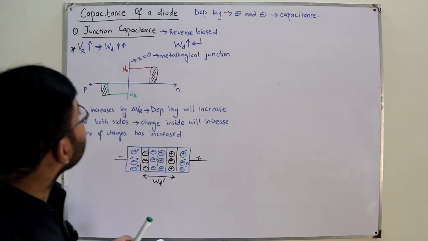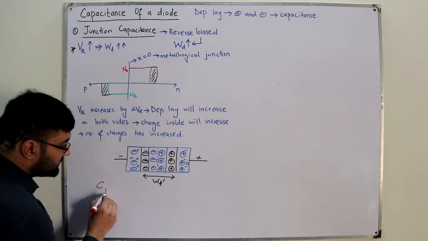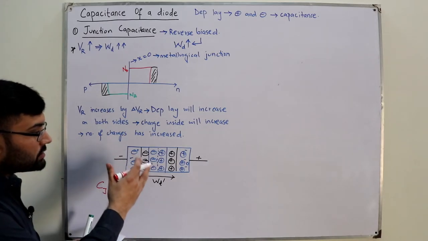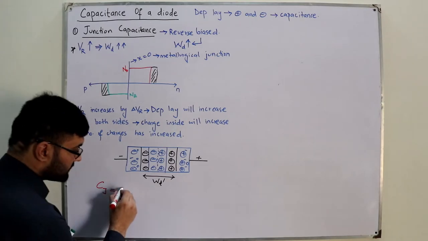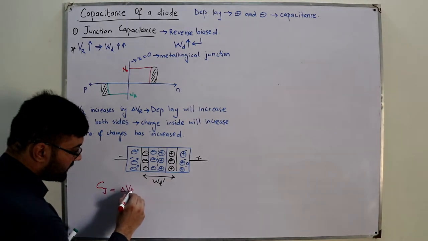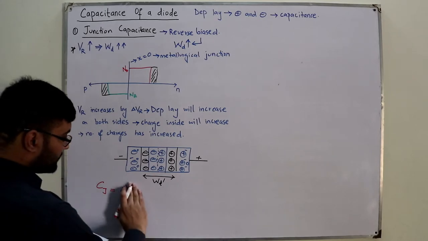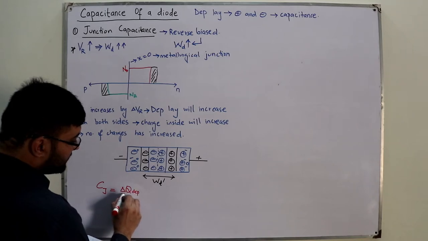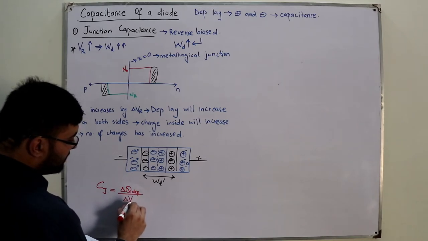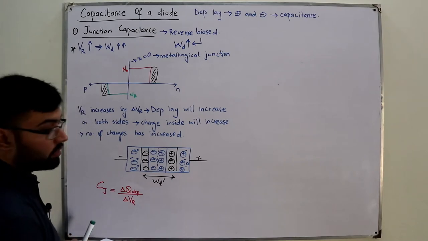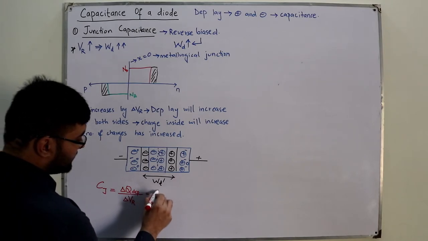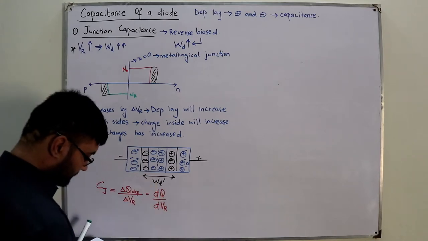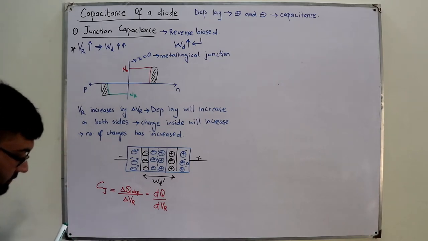So the junction capacitance, let me write it as CJ. This is given by, you know very well the formula, the charge per unit voltage. So this would be equal to the change of charge in the depletion layer to the change of reverse biased voltage, right? Which you could also write in the derivative form, dq upon dVR. Is that fine? It is.